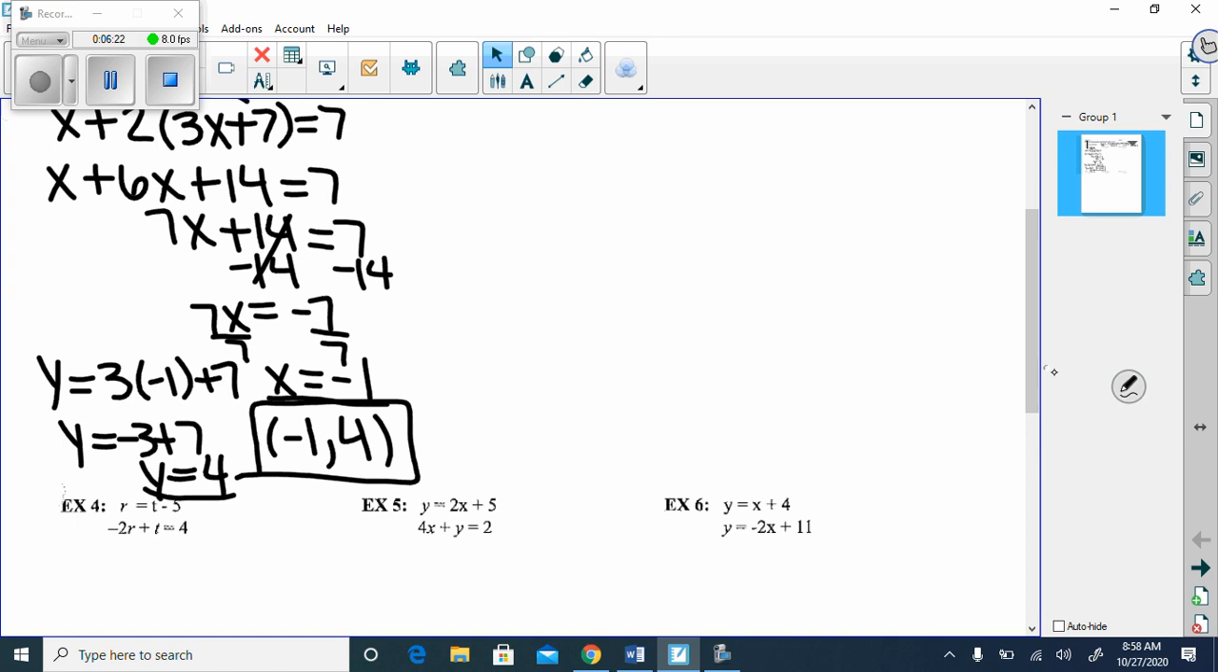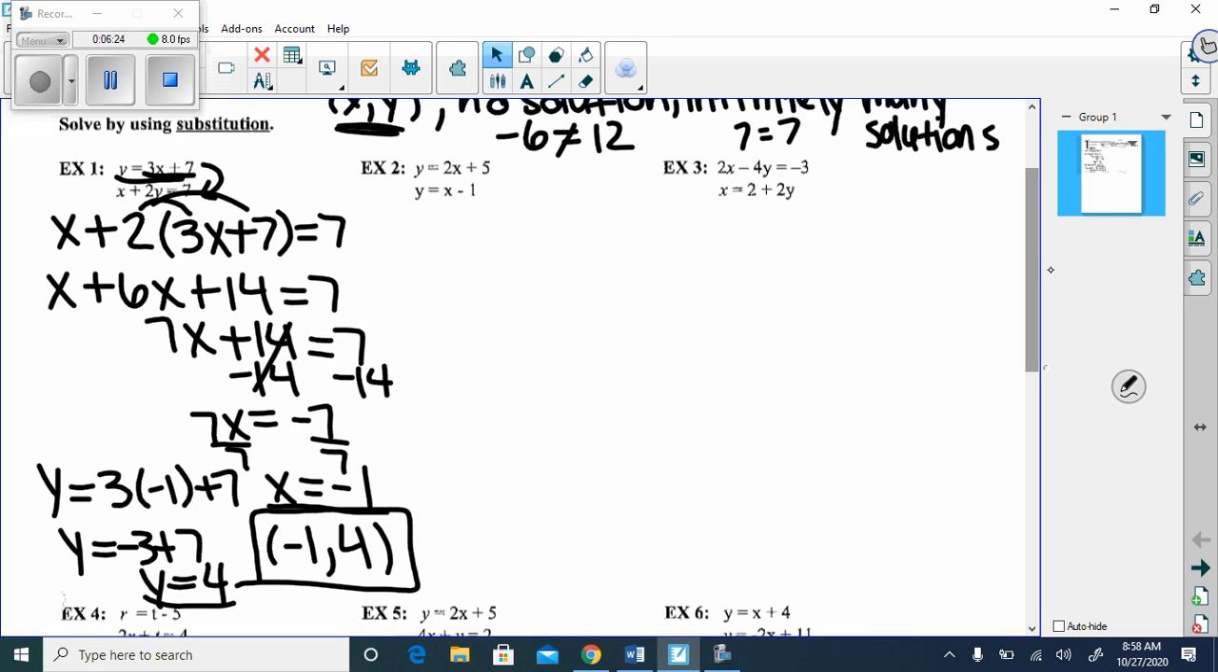Okay, so let's do another one. On example 2, we've got y equals 2x plus 5 and y equals x minus 1. This one has both of the y's solved for, right? So either way, I'm plugging one into the other. So anywhere there's a y in that second equation, I'm going to plug in 2x plus 5. So the first thing I come across is a y. So I've got 2x plus 5 equals x minus 1.